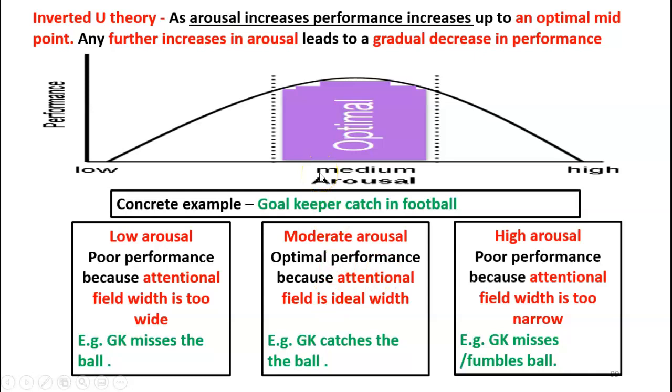In the exam, realistically, you probably have to link an example to one of the three levels of arousal. That's your start point, a basic description. Then you've got to give examples of low arousal, moderate arousal, and high arousal, and make sure your examples, goalkeeper catching in football, link to those, and then by the end of the lesson, you might be able to use your own examples.